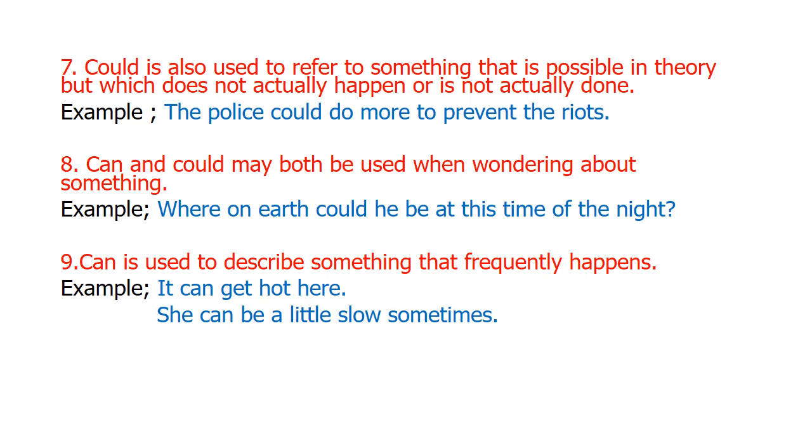Can and could may both be used when wondering about something. Example: where on earth could he be at this time of the night? Can is used to describe something that frequently happens. It can get hot here. She can be a little bit slow sometimes. So in this case, can has been used to describe something that happens often or frequently.